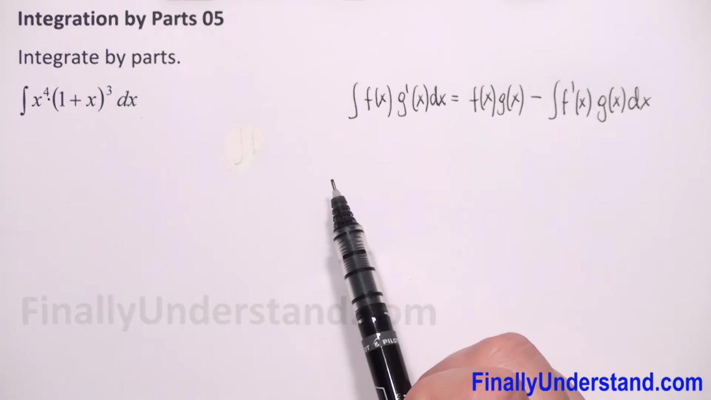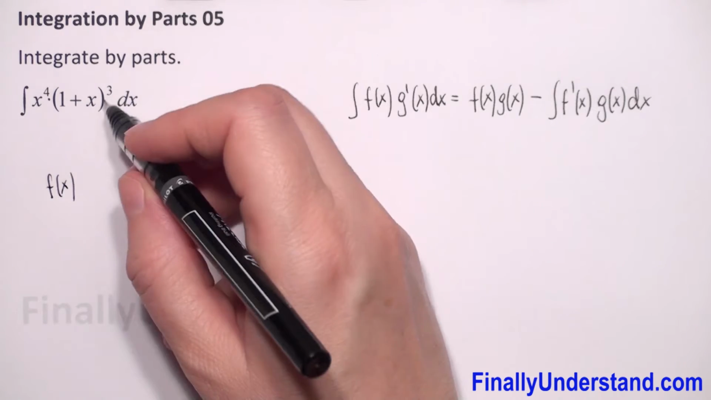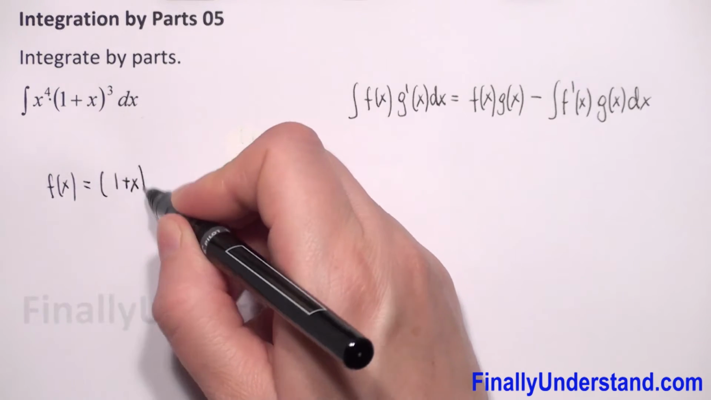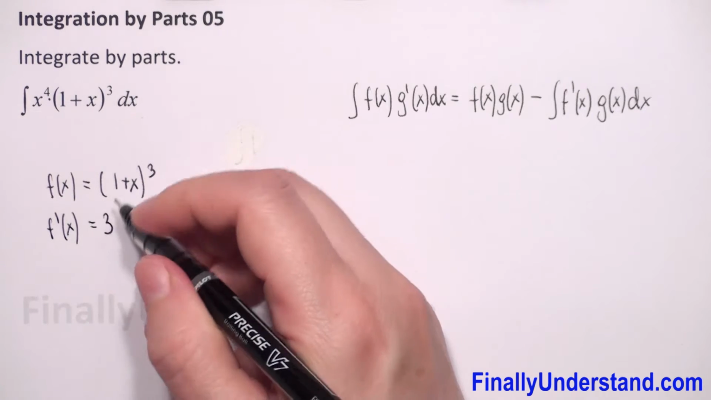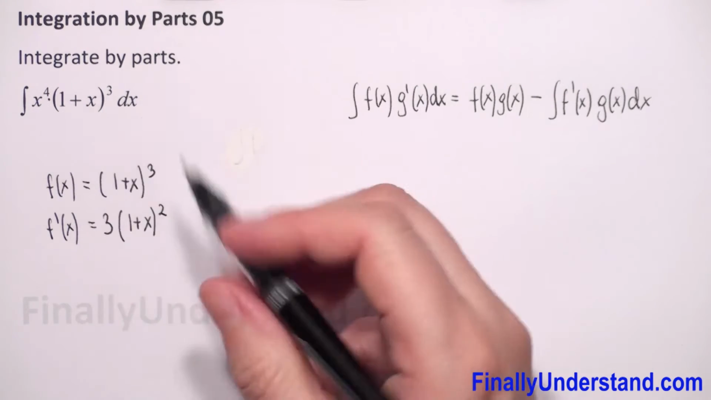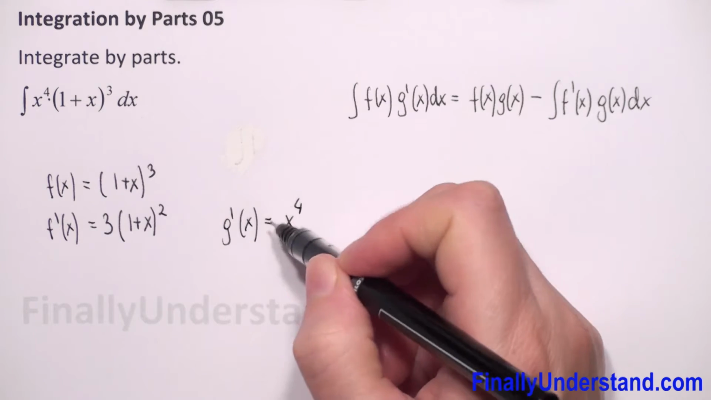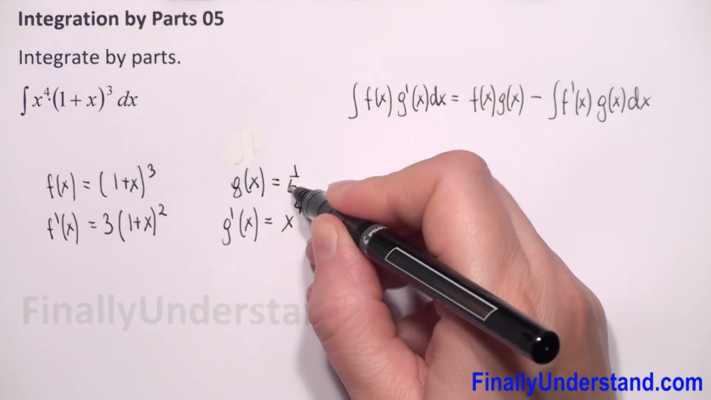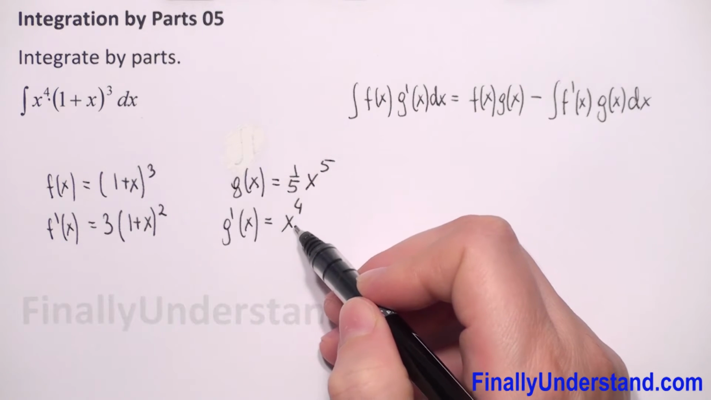Let's see. First, I will put for f of x, 1 plus x to the third power, because it's more complicated, I think, than x to the fourth power. So now we need to find the derivative of f. It will be 3 times 1 plus x squared. Next, what is left? x to the fourth power. So g prime will be x to the fourth power. We need to find the antiderivative of x to the fourth power. This is 1 over 5 x to the fifth power. You can always check: when you take the derivative of this function, it will be exactly x to the fourth power.